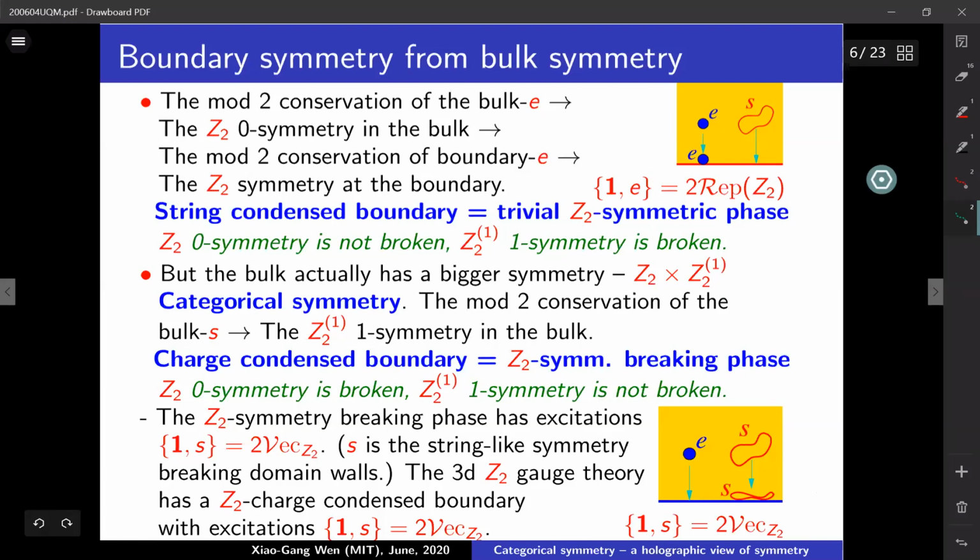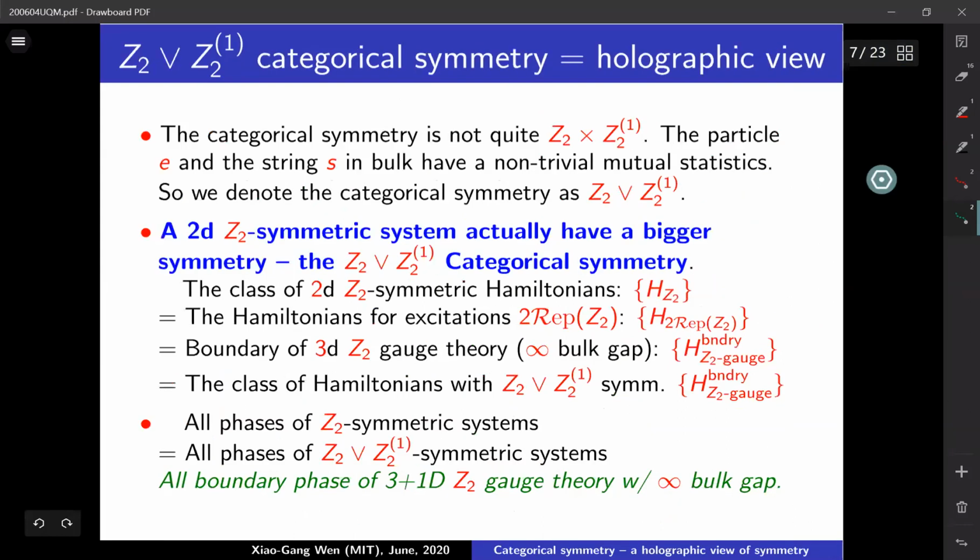This kind of excitation has a fancy name called 2Vec(Z2). Again, it's one of the fusion categories we study. So this 2Vec(Z2) describes this set of excitations. That's another boundary of the Z2 gauge theory. Therefore the key message is that this two-dimensional Z2 symmetric system actually has a bigger symmetry, which is the Z2 zero symmetry and Z2^(1) symmetry.